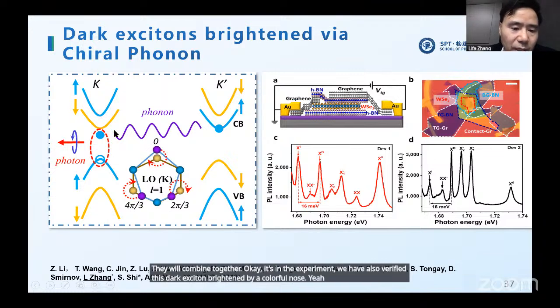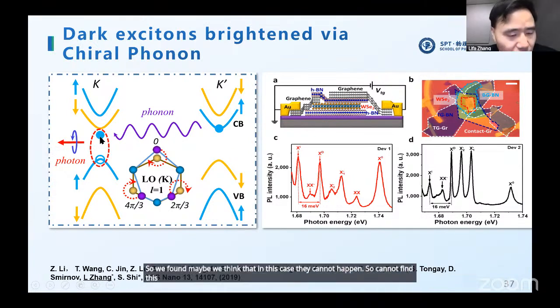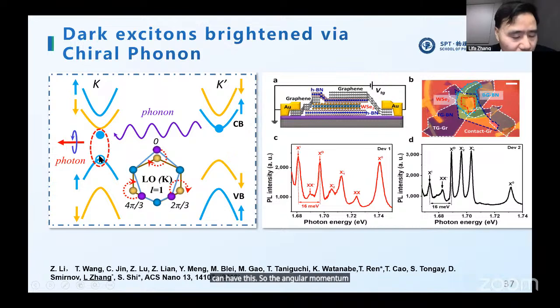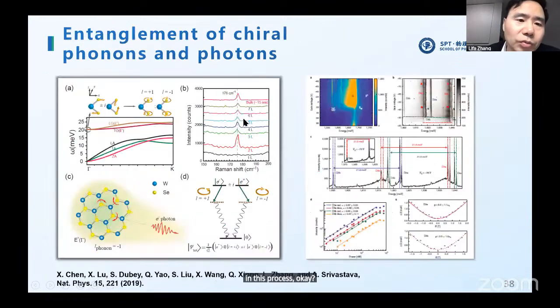Previously we never considered that the phonon also has pseudo angular momentum, so we thought this process could not happen and such excitons could not be found. But now, because the phonon can have pseudo angular momentum, it can be involved in this process. So we can find these dark excitons in this process.